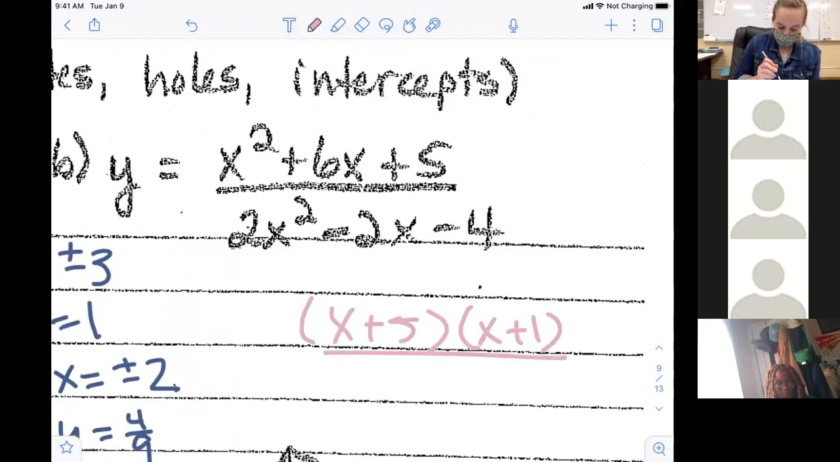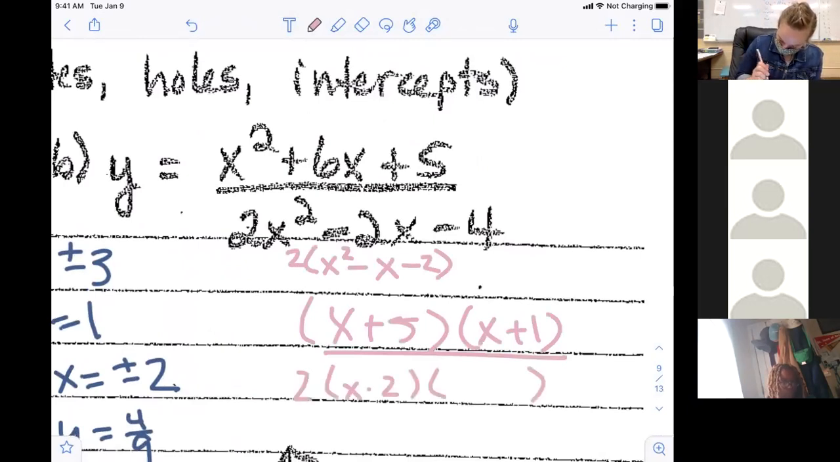On the bottom, I'm going to have to factor that twice. I'm going to write it off to the side a little bit. I'm going to take out a 2, and then I've got 2 times x squared minus x minus 2. I can see what multiplies to -2 and adds to -1. That's going to be x minus 2 and then x plus 1. Yeah, I believe in that.